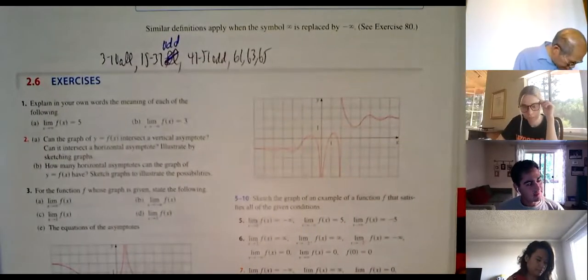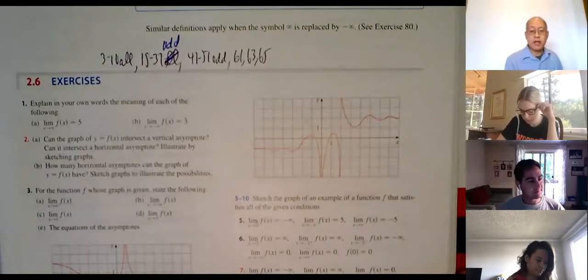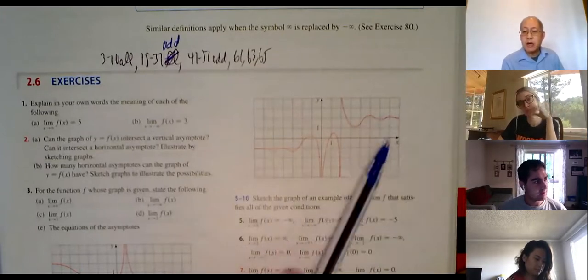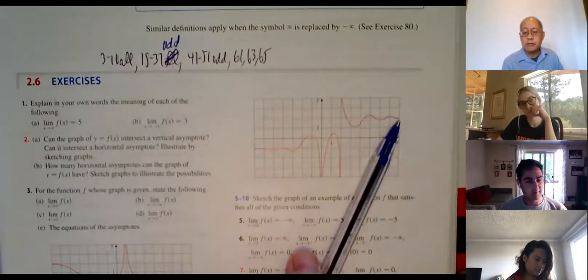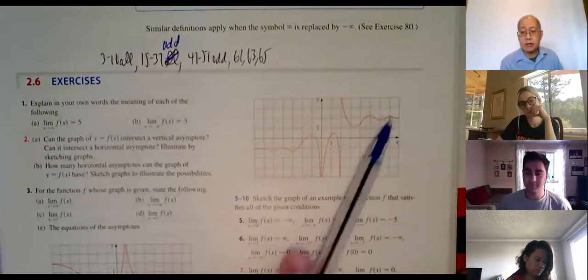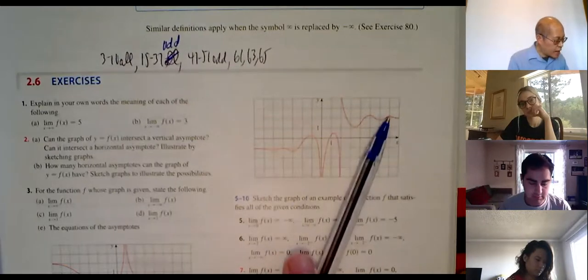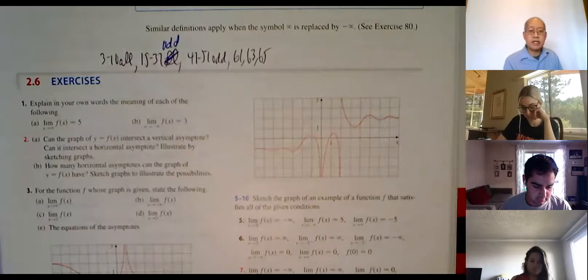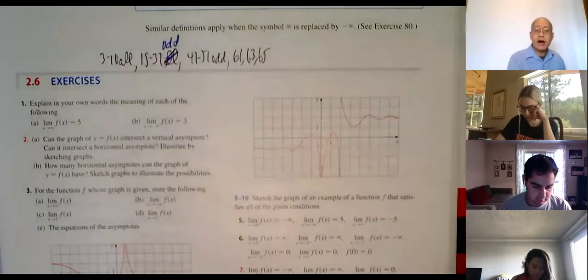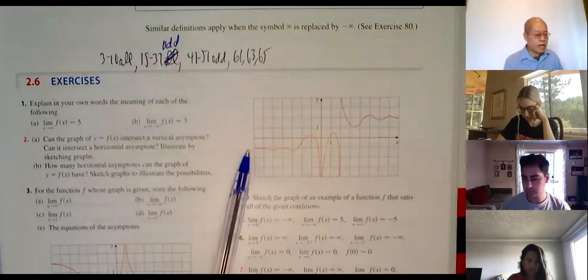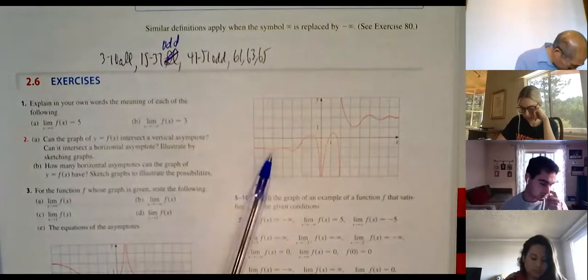Okay, so 4a says limit as x approaches infinity. So as x approaches infinity, we go way out here. The y values are close to 2. Okay? And again, there's no law that says you can't touch the asymptote. So the answer to A is 2. B, limit as x approaches negative infinity. So I go way out that way, and it looks like the y values are at negative 1. So the answer to B is negative 1.